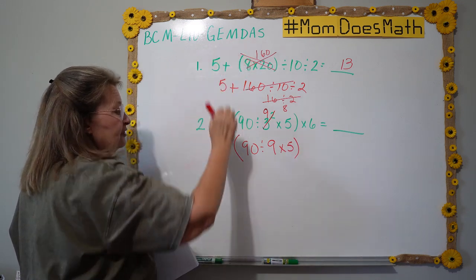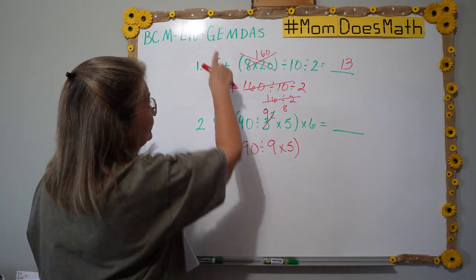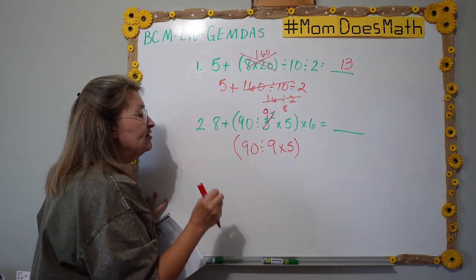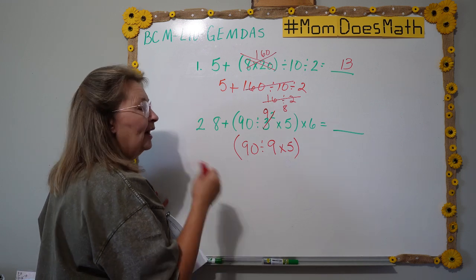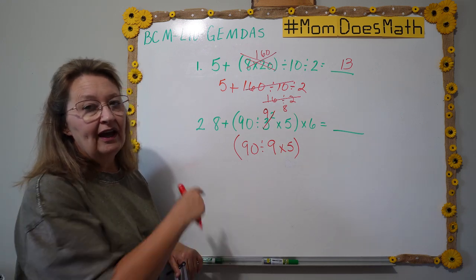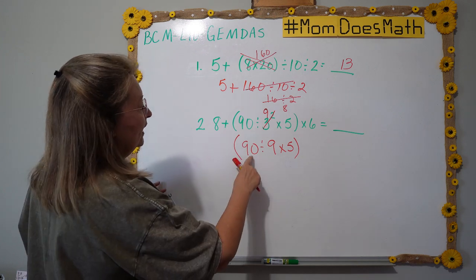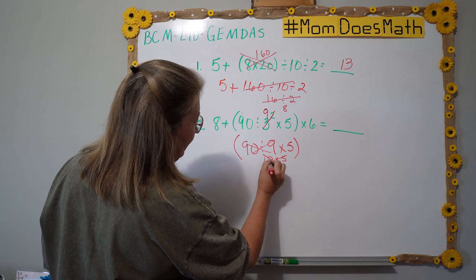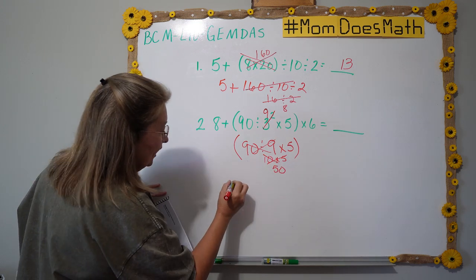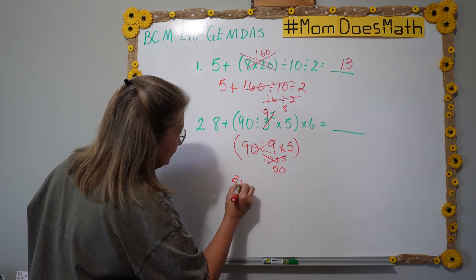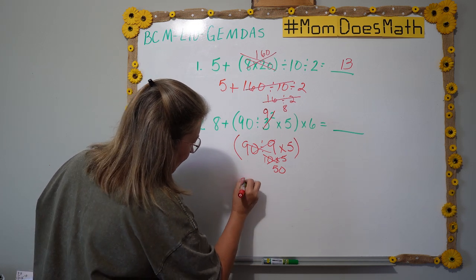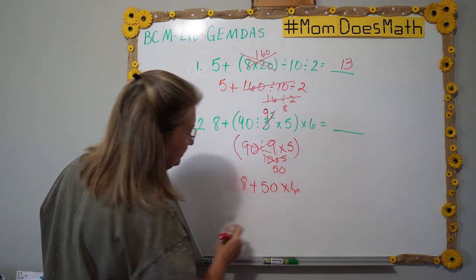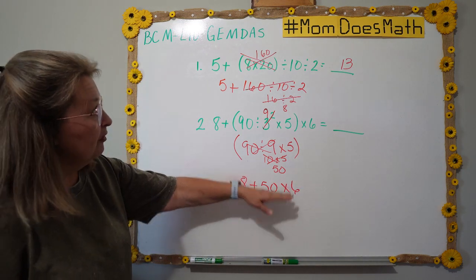You're still going to go through your steps. All right, I'm inside the parentheses, so that's my grouping. I just did my exponent. Now I'm going to do multiplication or division as I come to it from left to right. I'm going to say that so many times that you're going to hear it every time you start to do a simplification problem. 90 divided by 9 is 10, and 10 times 5 is 50. So what I actually have here now is 8 plus 50 times 6.